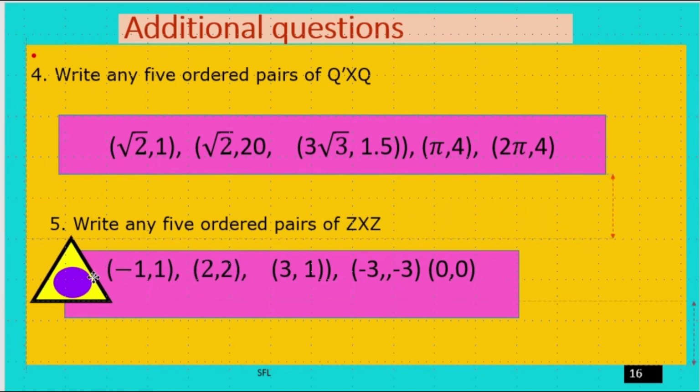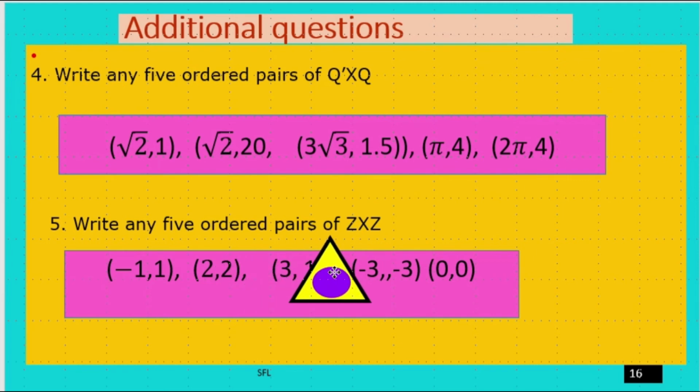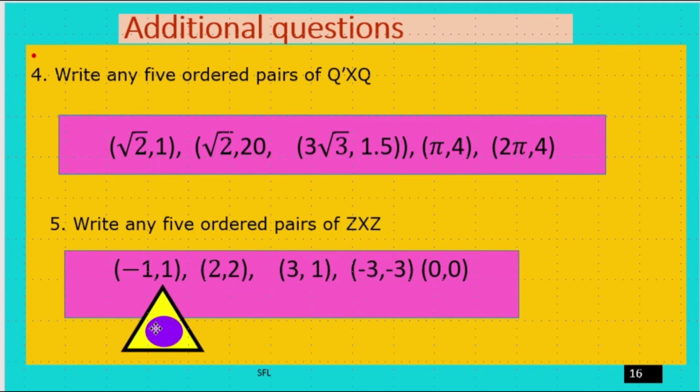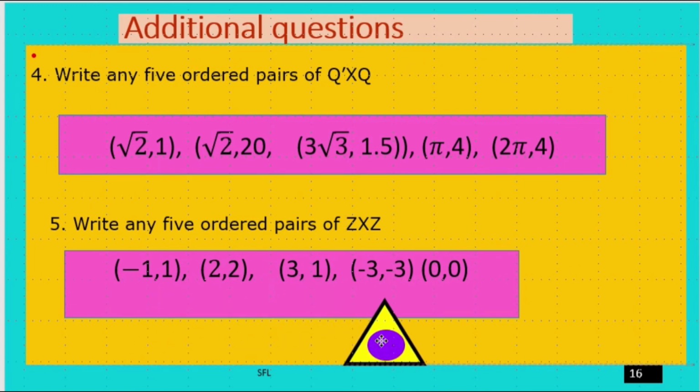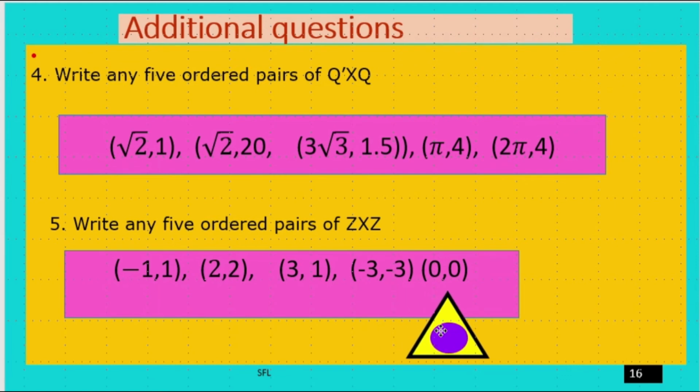Question number 5. Write any 5 ordered pairs of Z cross Z. The required ordered pairs are minus 1 comma 1, 2 comma 2, 3 comma 1, minus 3 comma minus 3, 0 comma 0. There are infinite number of ordered pairs possible. In this case also, you can write your own choices.